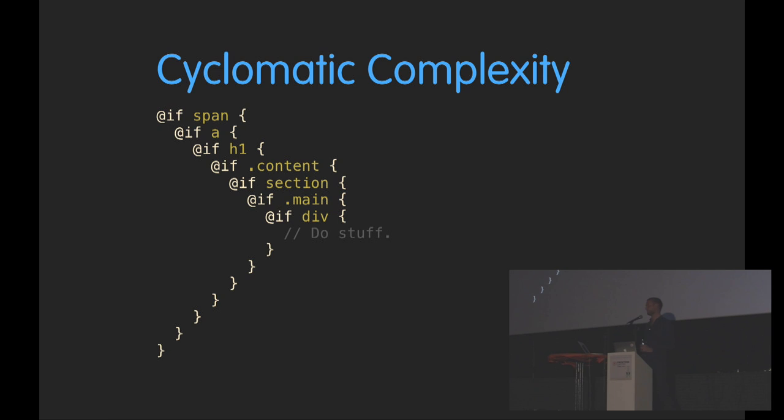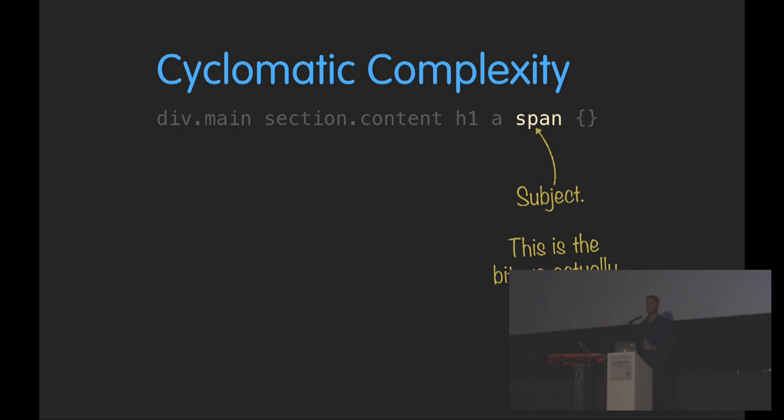When I go through this stuff with clients and workshop attendees, I train people to look at selectors in two distinct parts. First, we have the subject. That's the only bit we really care about. That's the bit we want to style. That's the bit we want to find. This is the only really important bit of this selector, because all of this is just complexity. All of this is narrowing down that search.